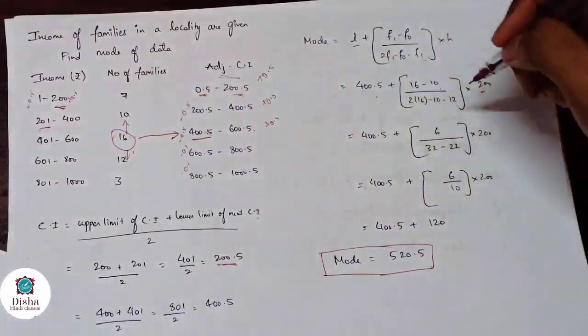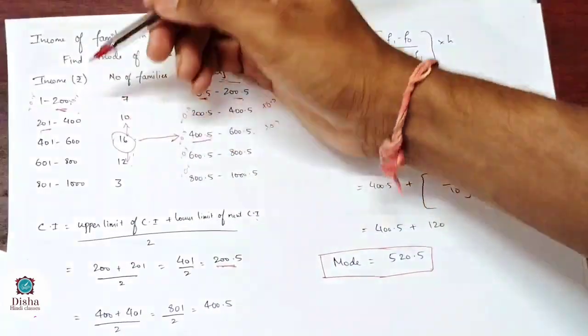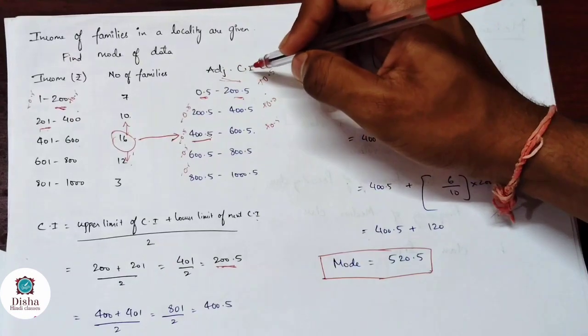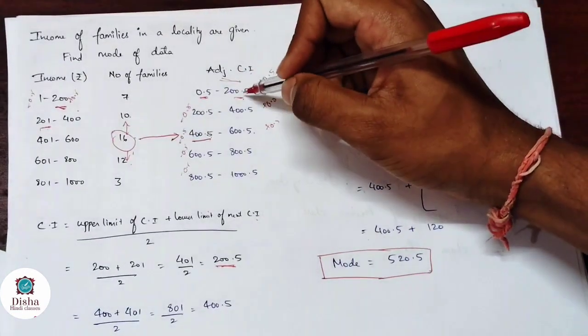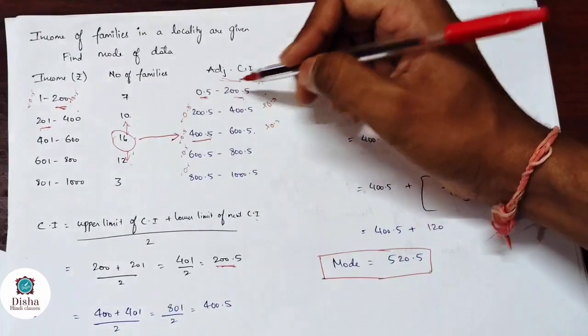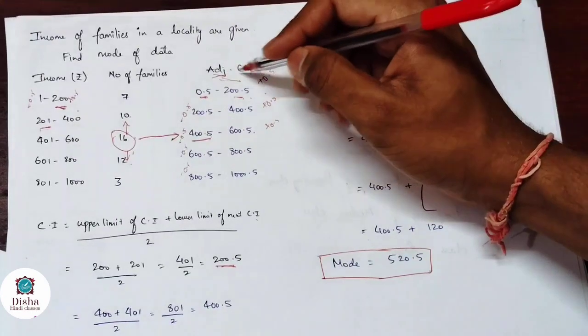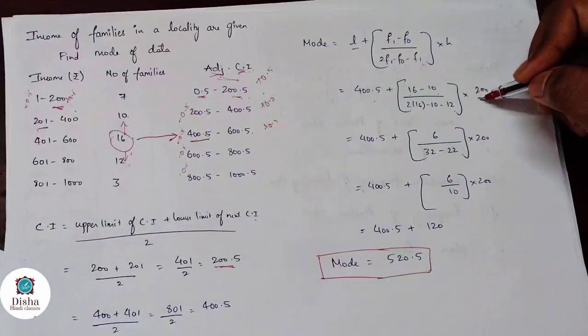And we have H as 200. Now H should be taken from the adjusted class intervals, because the height remains the same. If you subtract 200.5 minus 0.5, you get 200 itself. So always take the height from the adjusted class intervals. So the height will be equal to 200.